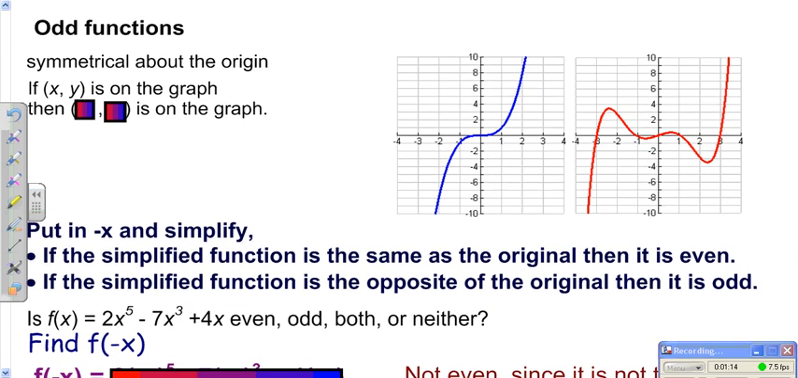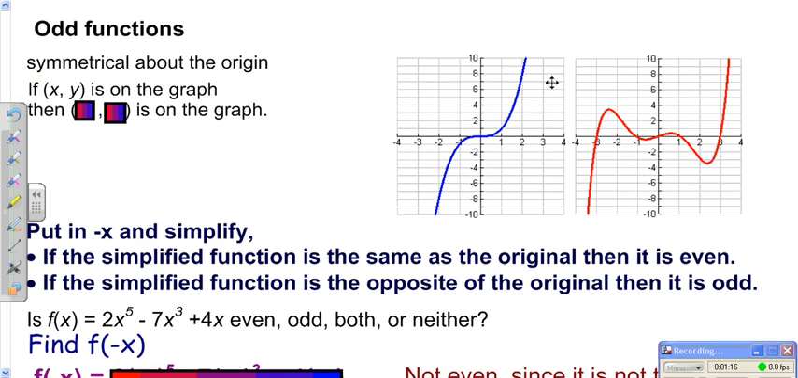We also have an odd function. Odd functions are symmetrical about the origin, which means if you take the origin right here and rotate this part right here 180 degrees about this point, so don't move that point, but just rotate it 180 degrees, it will give you this function up here. Same idea with this one. Here's your origin. If you rotate this 180 degrees, it would give you this one over here.